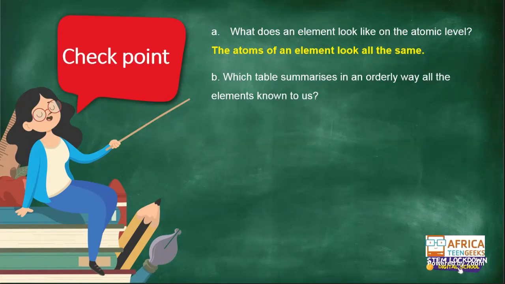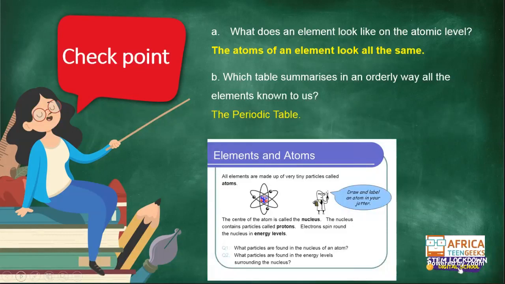Okay, so the table that summarizes all the known elements is the periodic table. Now, if you have this question, what does an element look like at an atomic level? Then your answer would be that all the atoms in the element would look the same. That's basically what makes up an element, because you have the same atoms. Okay, so you have atoms and elements. All the elements are made up of very tiny particles called atoms, and the center of the atom is called the nucleus, where you find the protons, and the electrons spin around the nucleus in energy levels.